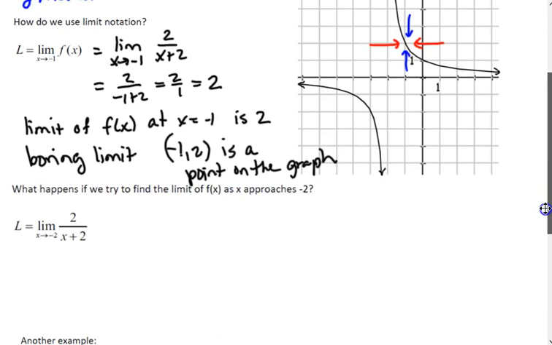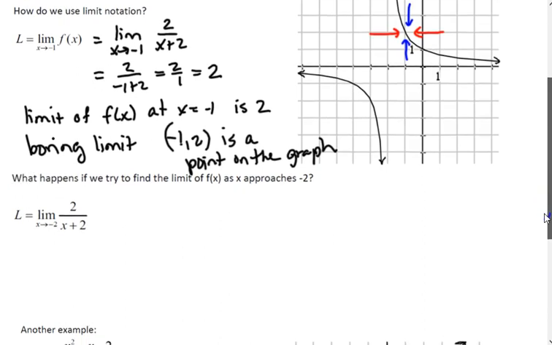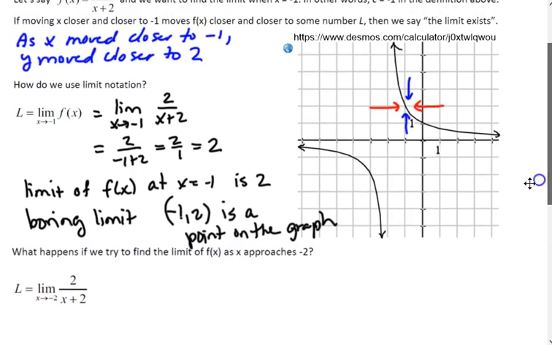The next one we're going to look at is the same function, but what if we try to find the limit of f of x as x approaches -2? When we looked at Desmos on that, we realized there's an asymptote here at -2. If we took a point, say right here, and tried to move x closer to -2, we found out that y just went off to -infinity. And when we took a point over here and tried to move it closer to -2, we found out that y just went off to +infinity. So we have a problem here.